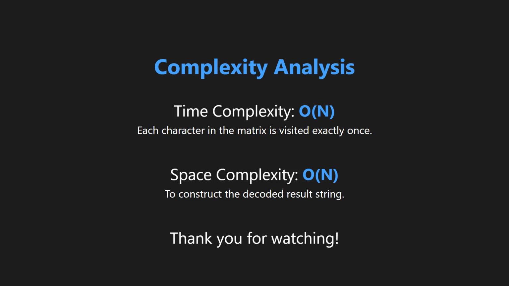Finally, let's talk about complexity. The time complexity is O of n, where n is the length of the encoded string, because we process each character exactly once. The space complexity is also O of n to store the decoded result.